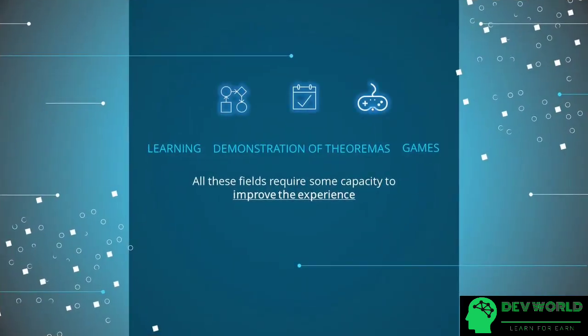Learning, demonstration of theorems, and games. All these fields require some capacity to improve from experience, and this is also one of the main characteristics of AI. Other types of programs cannot develop themselves. They cannot learn from experience and find other methods for the solution of the same problems.